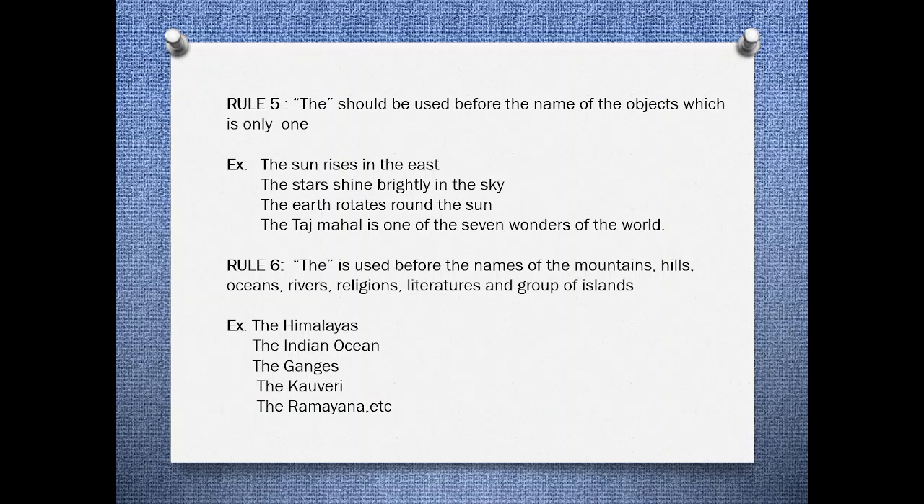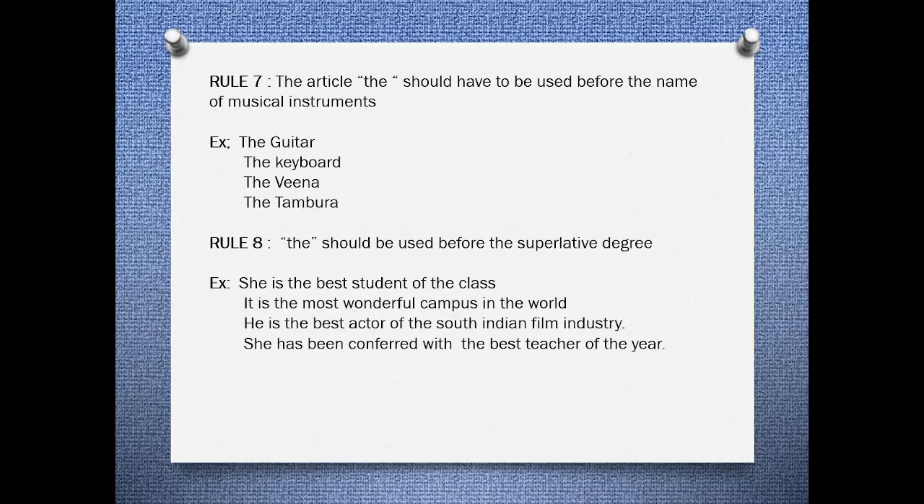The is used before the names of mountains, hills, oceans, rivers, monuments, religions, literatures, and groups of islands. The Himalayas, when you're talking about mountains; the Indian Ocean, when you're talking about oceans. There is only one Indian Ocean, the Arabian Sea, the Ganges, the Kaveri, the Ramayana. So when it is only one, before the names of oceans, rivers, religions, the Hindus, the Christians, the Muslims, you have to make use of the article the.